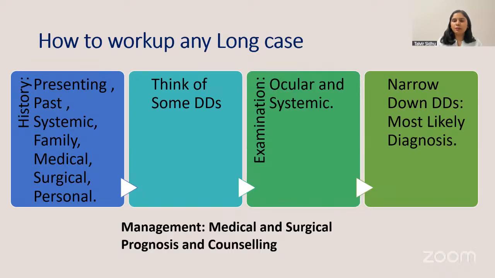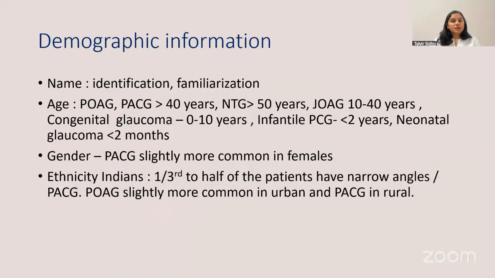Then you will examine the patient. You'll do ocular as well as systemic examination. And then you will come to your most likely diagnosis, as well as the other DDs that can be considered. Once you have gone through the whole procedure, then probably if there is some time in the long case, your examiner will ask you what is the medical management that you will do or the surgical management that you're thinking of in this patient. So the first thing that we ask the patient is the demographic information.